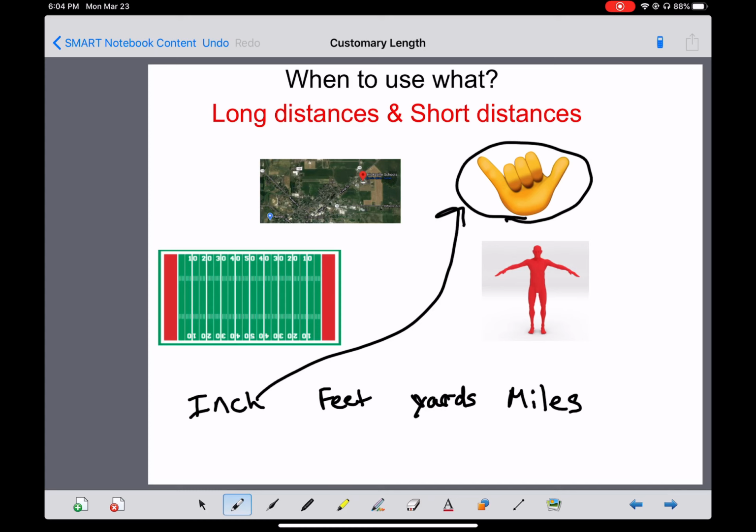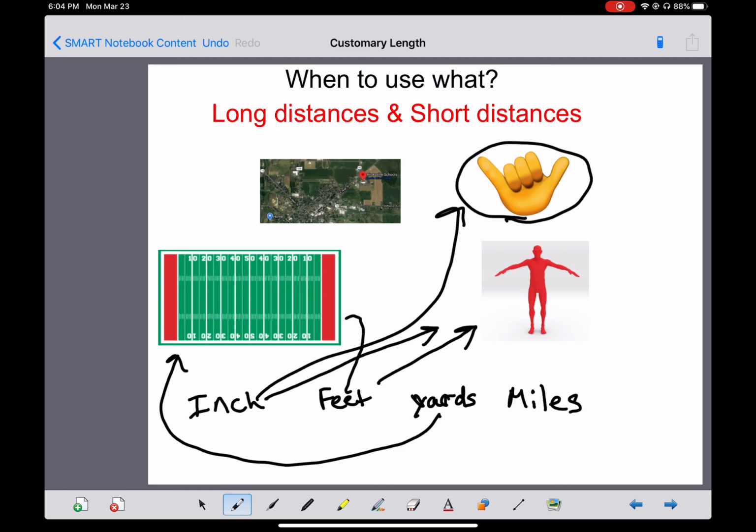Now, our person here doing the T-pose, that's a little tricky because yes, we could measure that in feet, but it'd be very hard to find somebody that's exactly a certain amount of feet tall. So sometimes you can measure with feet and inches together or just straight inches. Our football field here, that's normally measured with yards. However, could you use feet? Well, yes, of course you could use feet if you wanted to. It'd just be more feet than what the yards are.